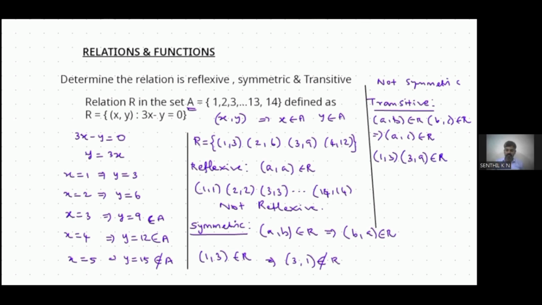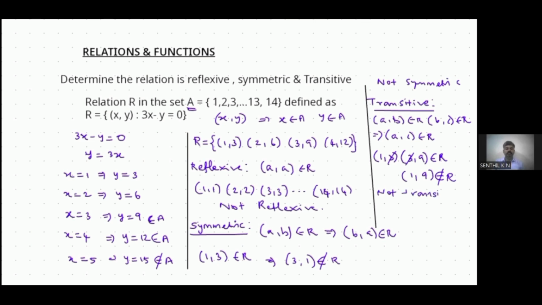What about the resultant element? The 3 and 3 will be cancelled. The remaining element will be (1, 9). That (1, 9) should belong to R, but here there is no element in the form of (1, 9) in R. So it is not satisfying the transitive property either. So therefore, it is not transitive. It is not transitive. Okay.